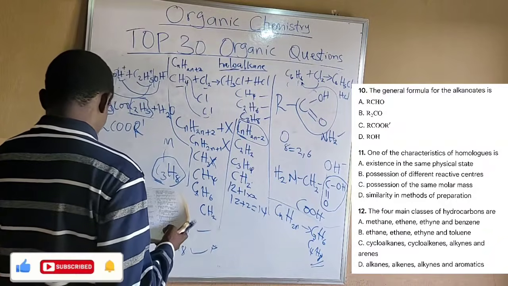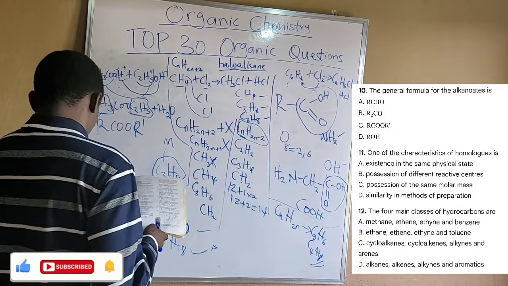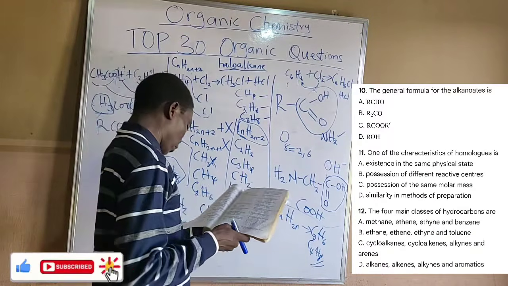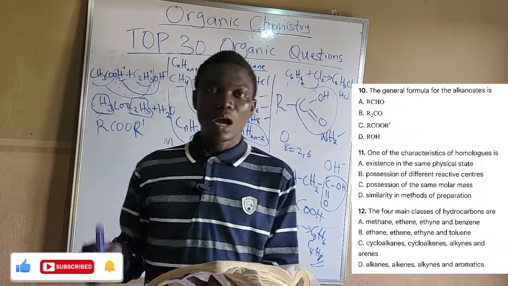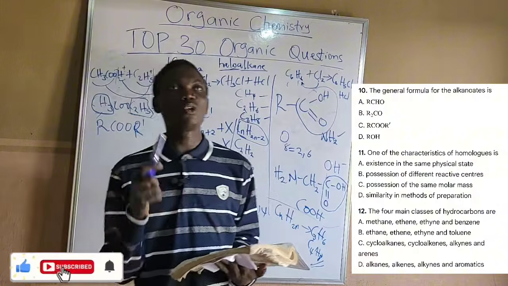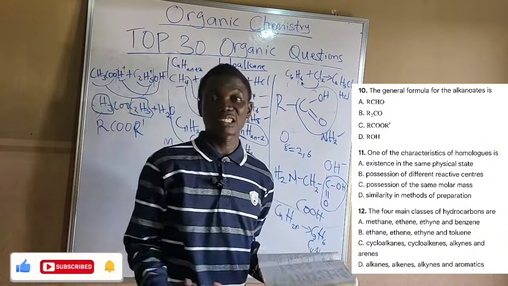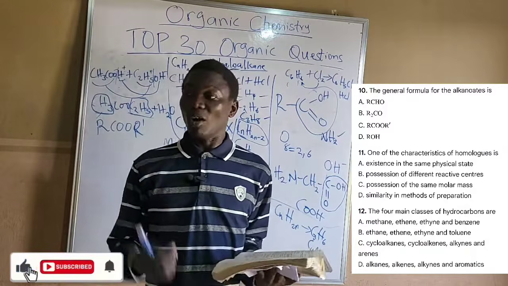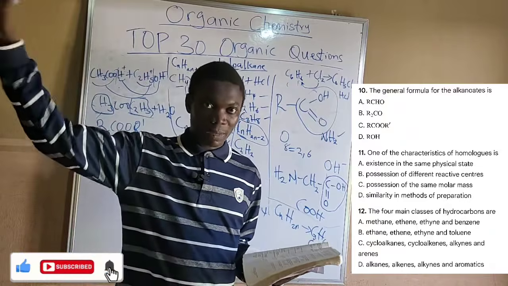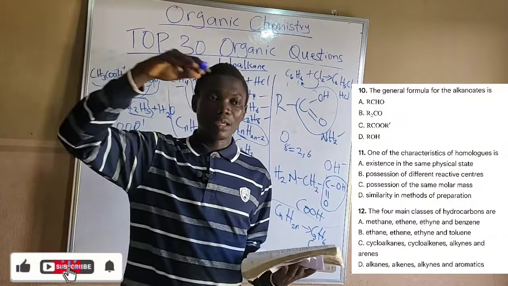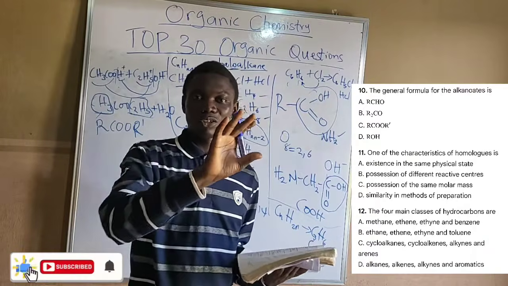So the next one we have here is: the four main classes of hydrocarbons are... you know, cycloalkanes, they are just the cyclic form of alkanes and the cyclic form of alkenes. But the four main ones we have are alkanes, alkenes, alkynes, and the aromatic. You know, the aromatic, at the beginning of the video, aromatic has gone its own way.